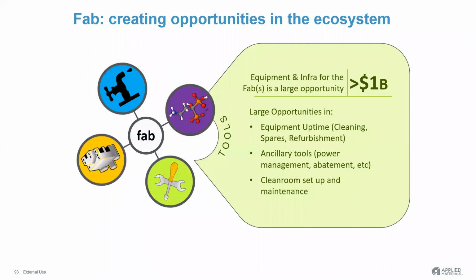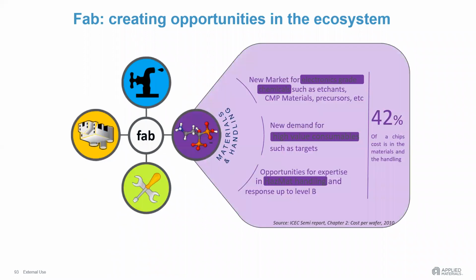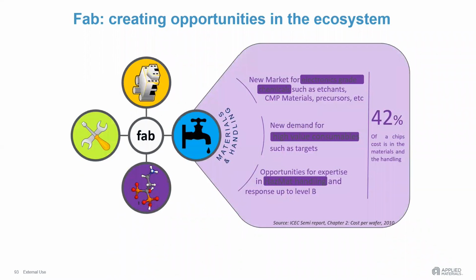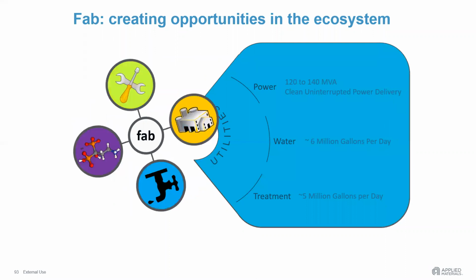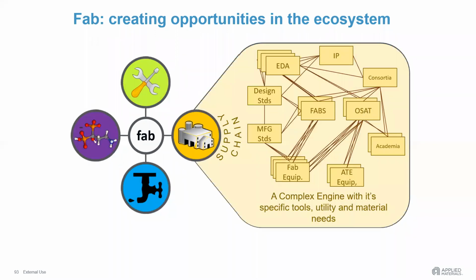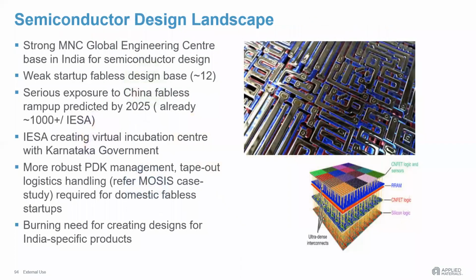Fab itself has the potential to create a huge opportunity in our ecosystem. The equipment and infra is one part of it. The materials is the second part. The utility is the third part. And if you take a look at the role that it will play in the entire ecosystem, it's crazy, because it can be the center point which will pull in a lot of other related ecosystem players. So it's a pretty complex engine, getting more complex as time goes by, and we need to get a handle on it.